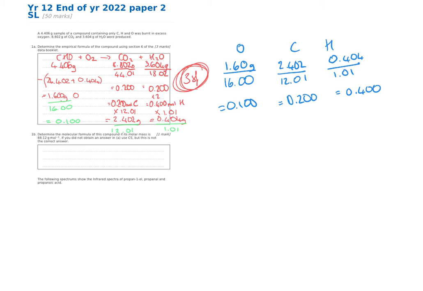I didn't really need to work these ones out again because I had them here, so I could have just copied them across. I'm just doing it so it's easier for you to see. So now we have our empirical formula. I can see that's a 1 to 2 to 4 ratio. So it's going to be C2H4O. So that is my empirical formula.